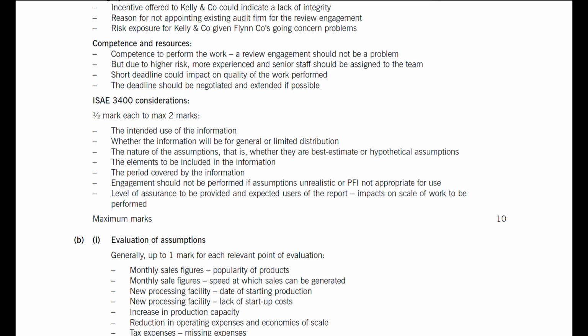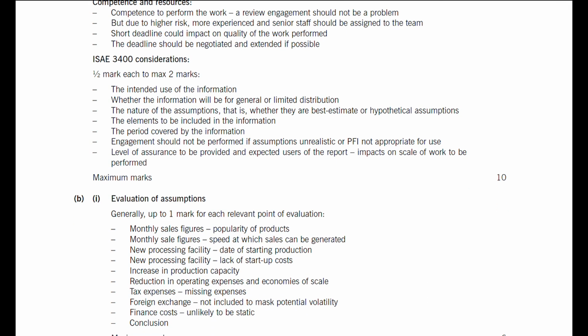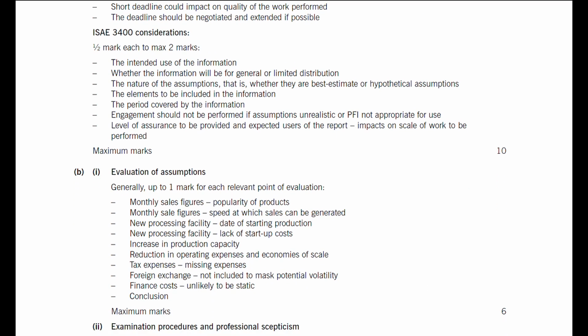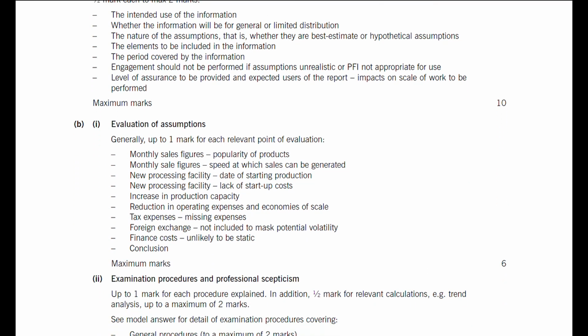Engagement should not be performed if assumptions are unrealistic or the prospective financial information is not appropriate for use. Level of assurance to be provided and the expected user of the report. Impacts on the scale of work to be performed.